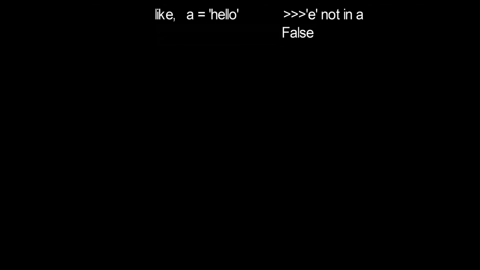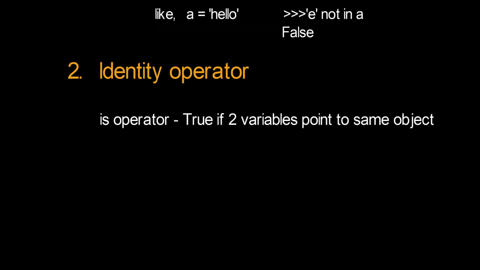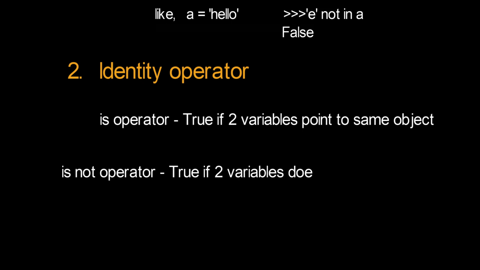Alright, also we have the identity operator, which is the is operator. It results in true if two variables point to the same object, which means they have the same memory location. We'll discuss objects later in the series, so you'll understand it better at that time. Similarly, we have is not, which means the value is not at that memory location.